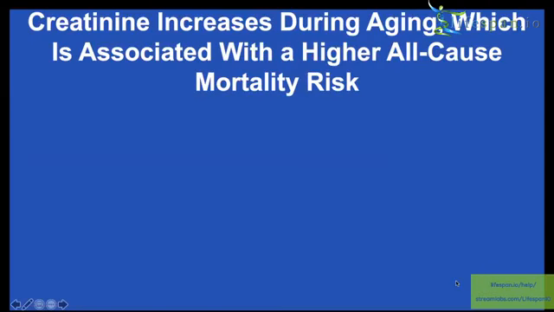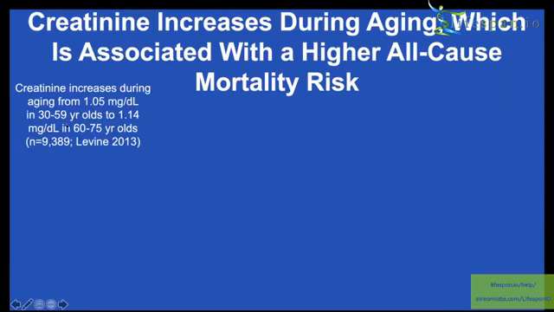So going forward, creatinine also increases with aging, which is associated with a higher all-cause mortality risk. There weren't any good pictures for how creatinine changes during aging, but in this study of 9,000 people, again Morgan Levine's group, they found increases, and other studies have found increases for creatinine during aging, even less directly but relatedly. Creatinine is a measure of kidney function.